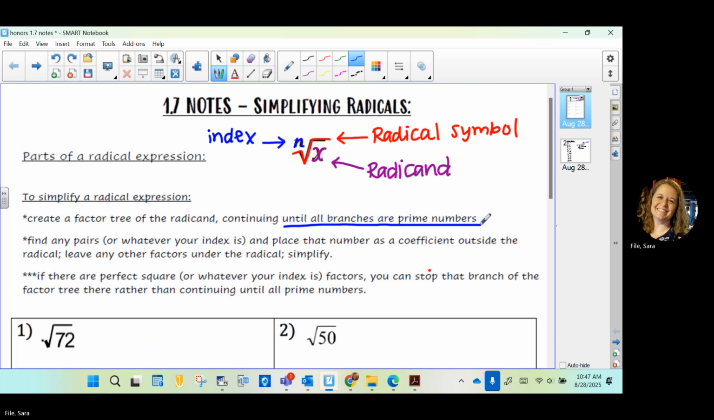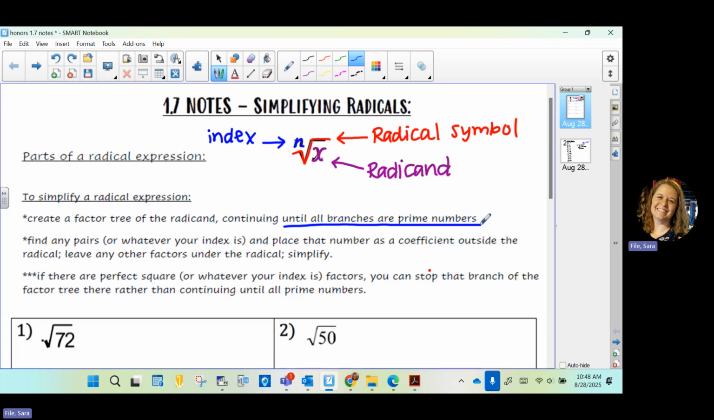Okay, so what is a prime number? Yeah, a number whose only factors are 1 and itself. So 2 is prime because the only thing that will multiply to 2 is 1 times 2. Okay, 5 is prime. 13 is prime. So you just break down your factors until you have all prime numbers. Okay, so that's one method.